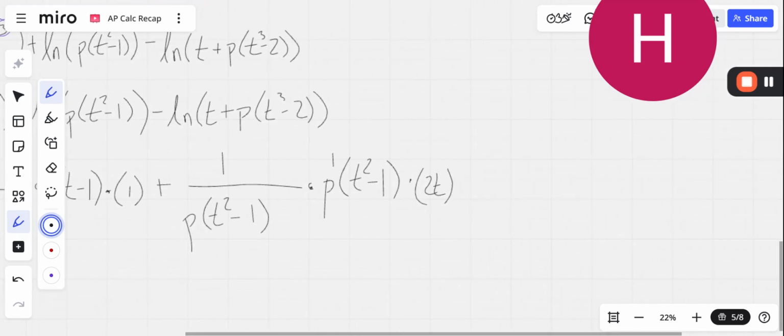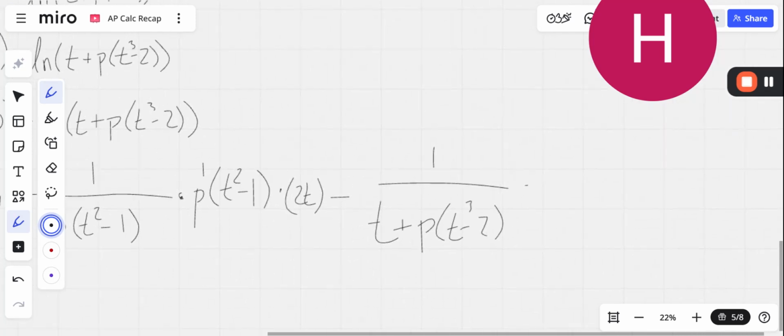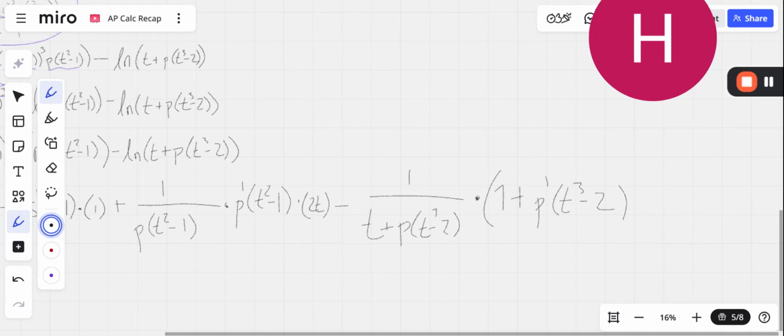Okay, and the last term here. So we're going to have 1 over t plus p of t cubed minus 2. And that's going to be multiplied by the derivative, which is just 1 plus, here's a chain rule, p prime of t cubed minus 2, and then we're going to multiply that again by the derivative of the inside, which is 3t squared.